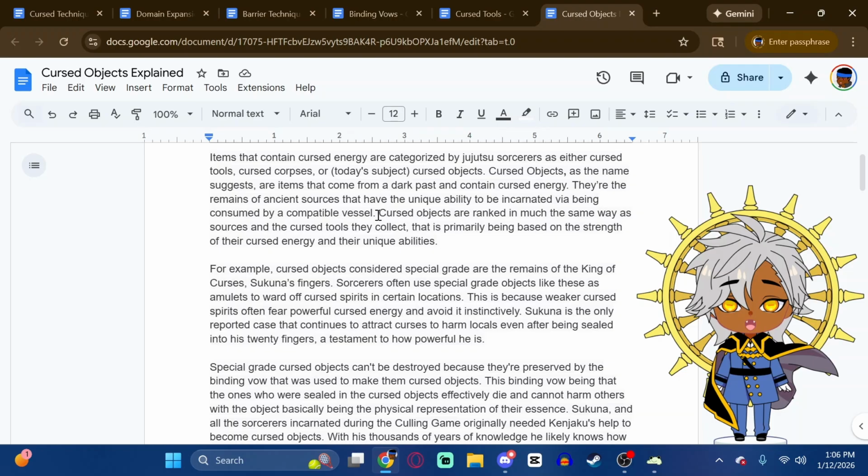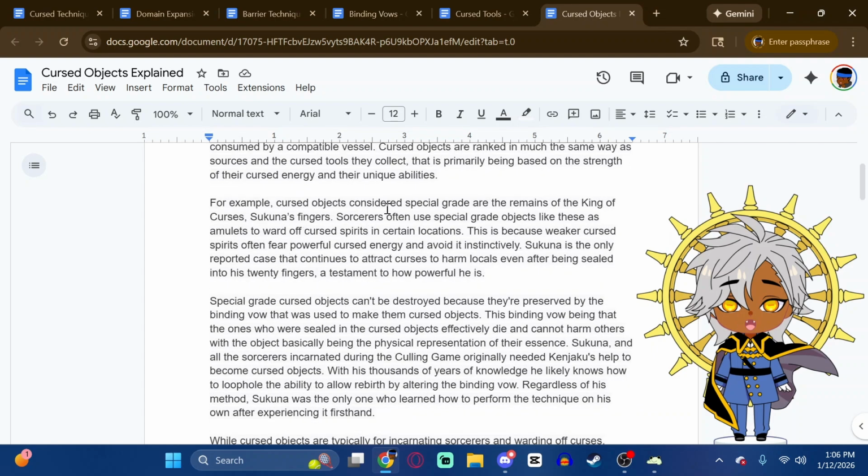They can be remains of ancient sources that have the unique ability to be incarnated via being consumed by a potential vessel. Cursed objects are ranked in the same way that sorcerers can be ranked, going from the lowest grade all the way to the highest of special grades. And the tools that they collect are also ranked in such a manner. For example, cursed objects considered special grade would be like the remaining fingers of Sukuna. So Sukuna's fingers, all 20 of them, are considered special grade cursed objects.